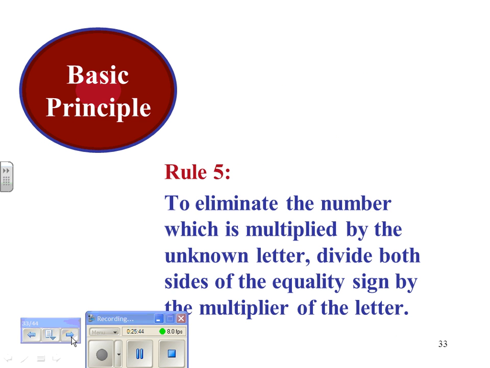Okay, basic rule 5, to eliminate the number which is multiplied by the unknown letter, divide both sides of the equality sign by the number of the letter. What?